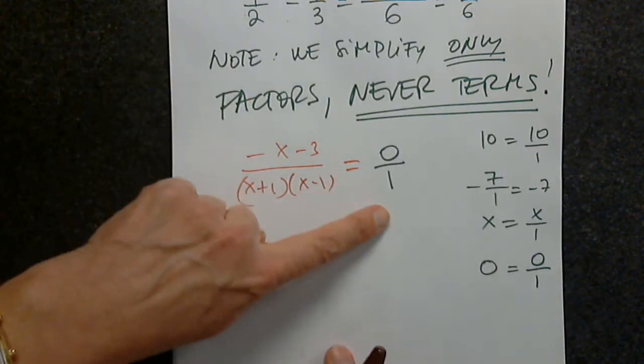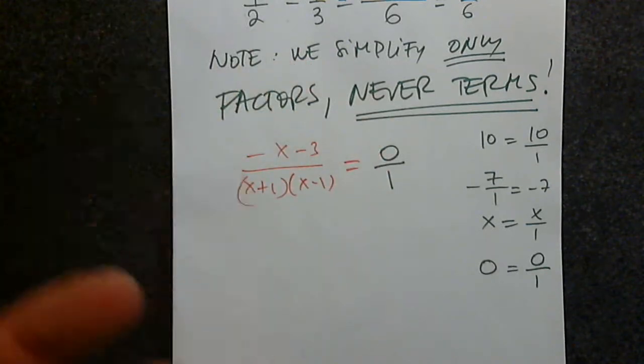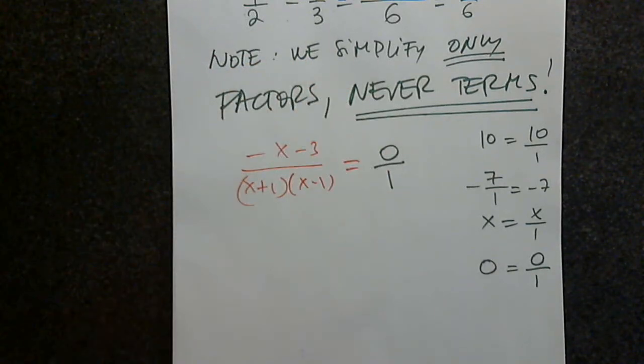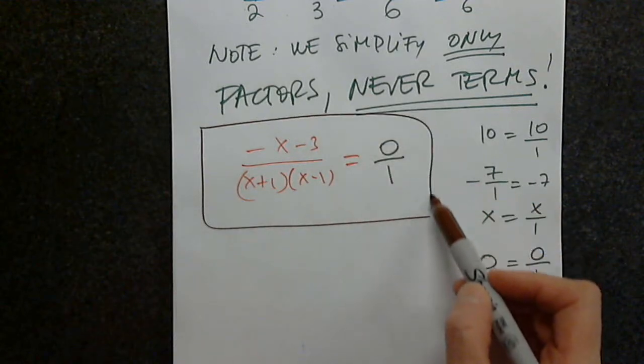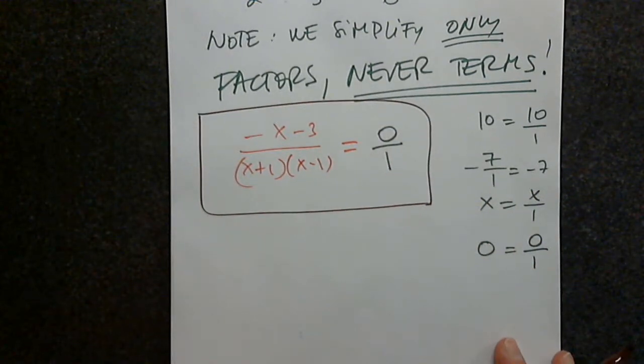Why do you think I put 0 over 1 instead of just writing 0? Why did I write 0 over 1? Put it in a fraction. Perfect. That's the correct answer. But why did I do that? So you can multiply. What does this remind you of?